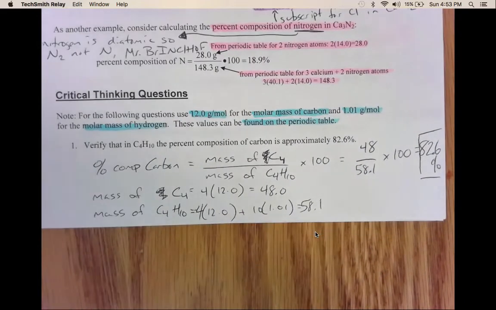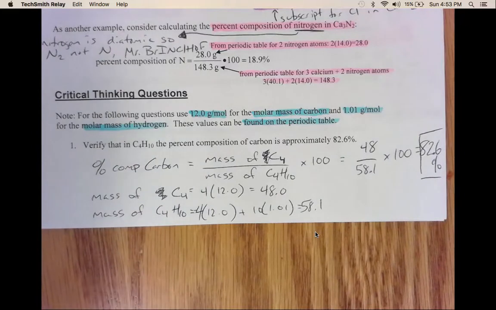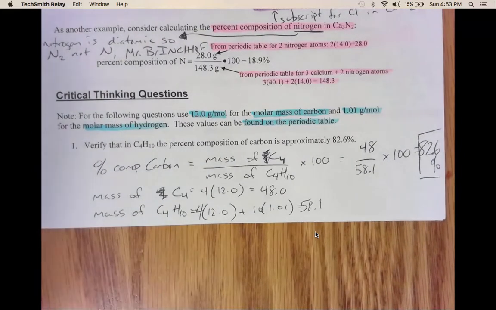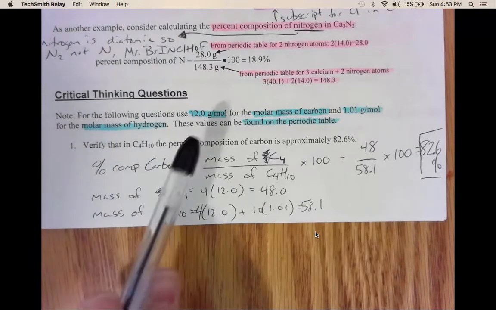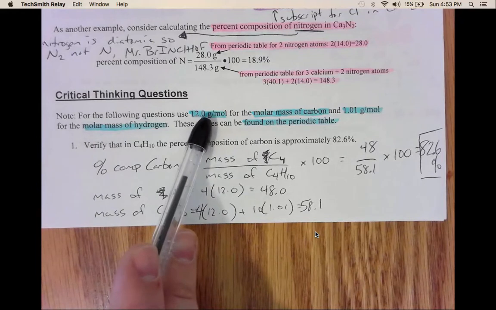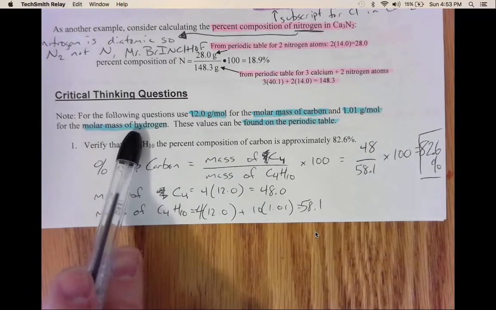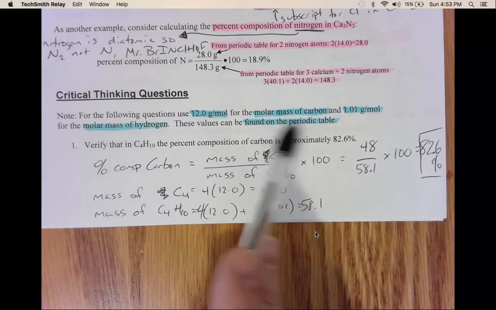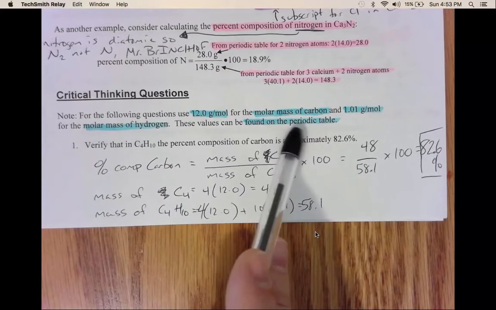Then next down here, we need to verify that the percent composition of carbon is 82.6 in C4H10. I highlighted some information that they provided for you. For the mass of carbon, we get to use 12. For the mass of hydrogen, we get to use 1.01. These masses were given, but they are always found on the periodic table. Remember, you can just look there.